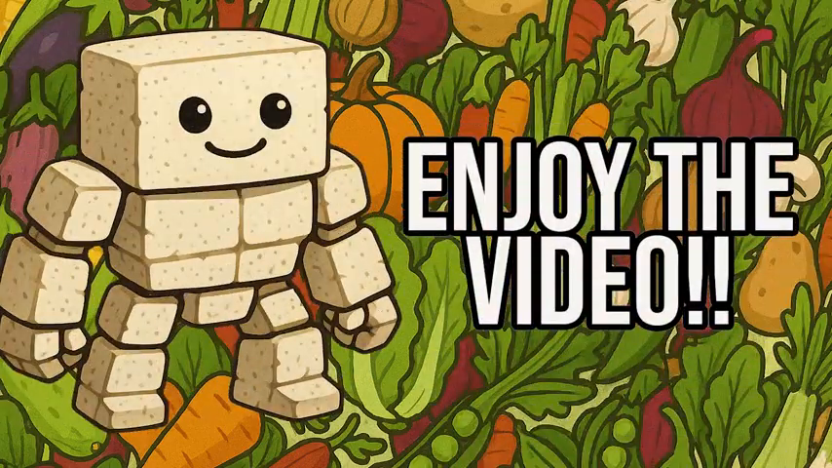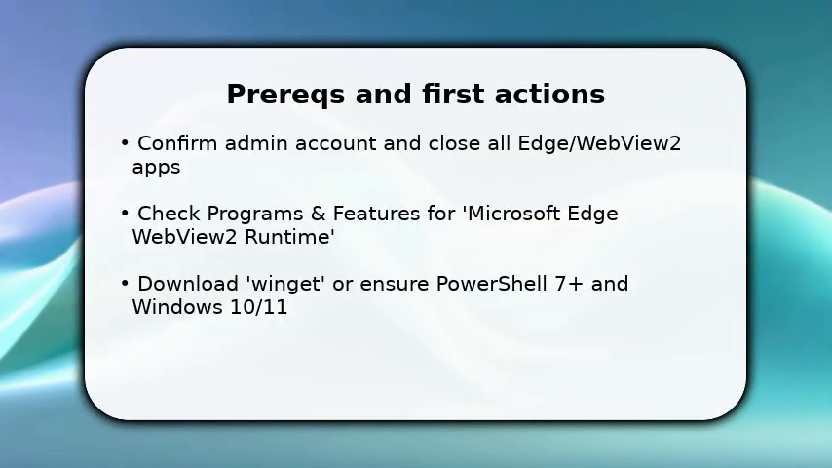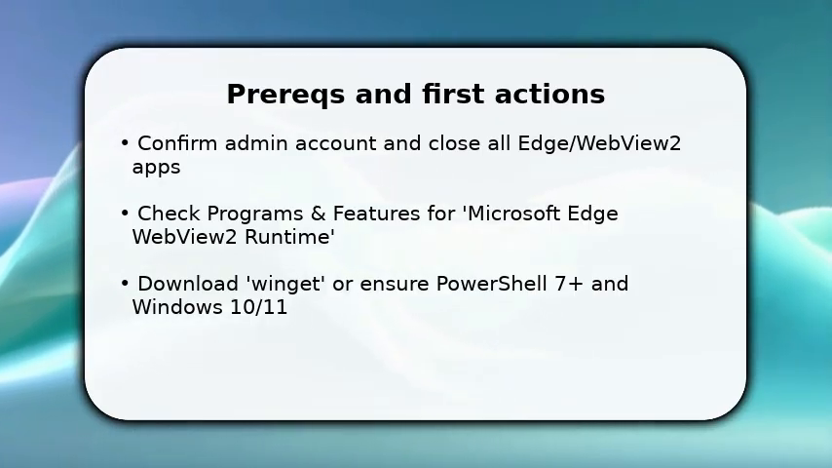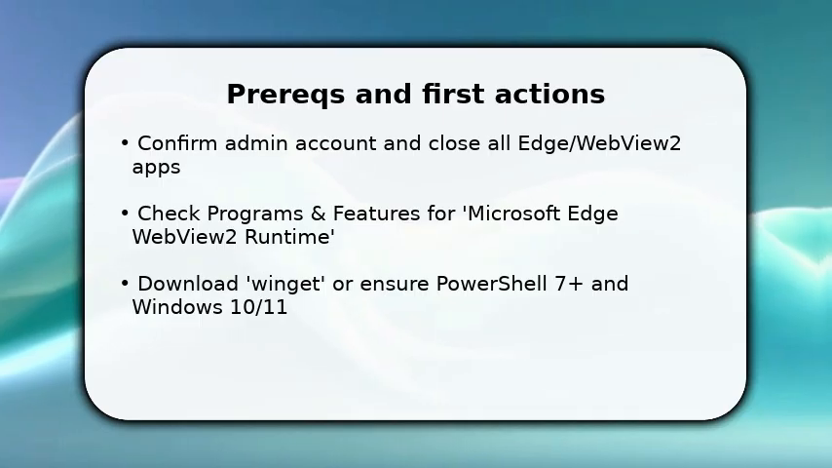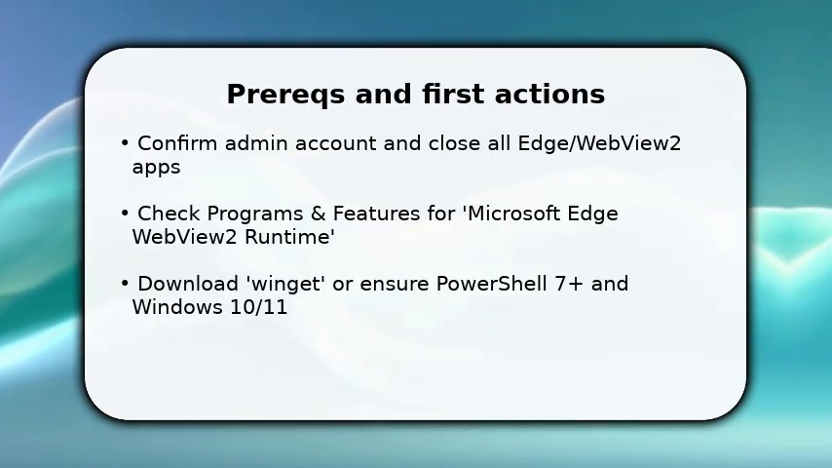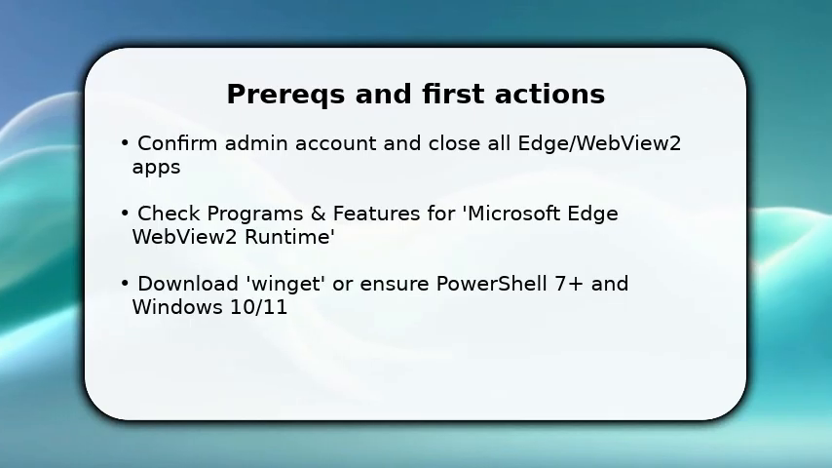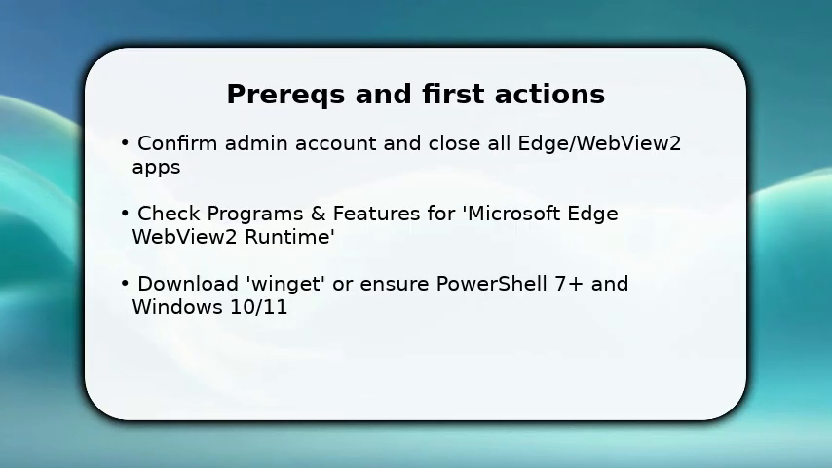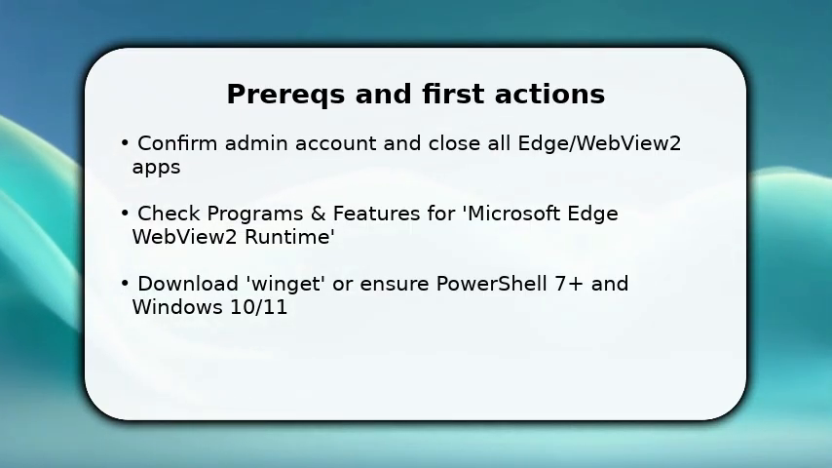Please enjoy the video. You start by verifying you have an administrator account and all Edge or WebView2 hosts are closed. Once done, open Settings, Apps, Installed Apps or Control Panel, Programs and Features, and look for Microsoft Edge WebView2 Runtime. If it's listed, note the exact version. If not, install or enable winget or use PowerShell 7+. These tools give you the only reliable removal path.